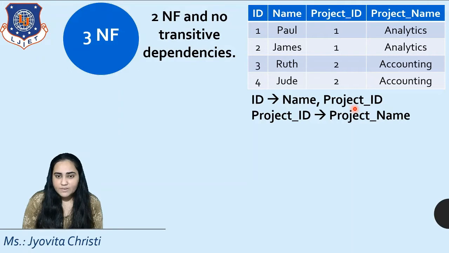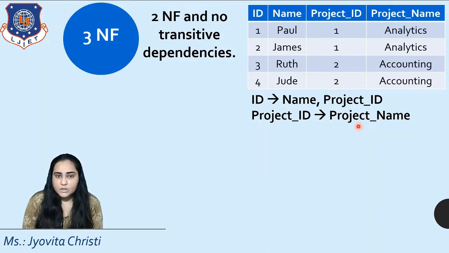Now at the same time, there is a second functional dependency, which is project ID determines project name. So directly, if I give you the ID of a project, you can give me the name of the project, because if I tell you 1, then 1 is coming twice in this table, and both the times the name of the project is Analytics. And if I tell you 2, then 2 is also coming twice in this table, but both the times it is coming with accounting, and so it is settled that 1 stands for analytics and 2 for accounting. So that is another functional dependency.